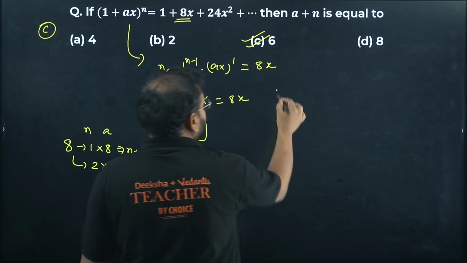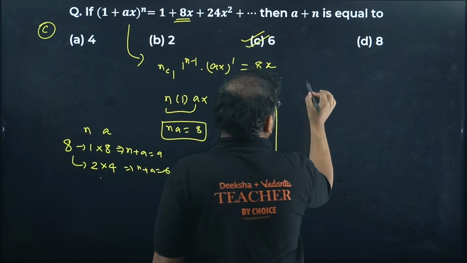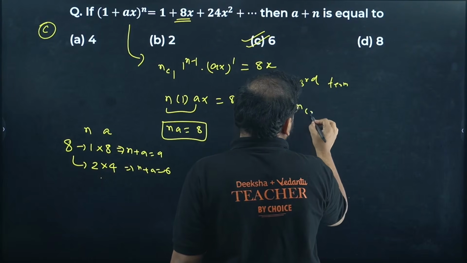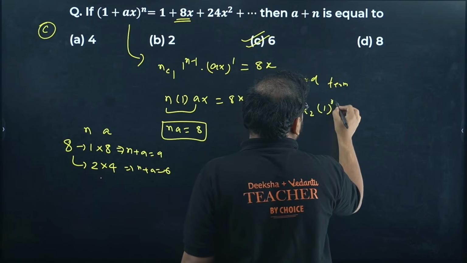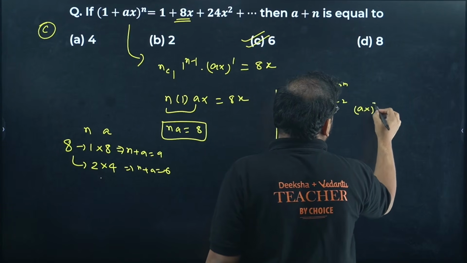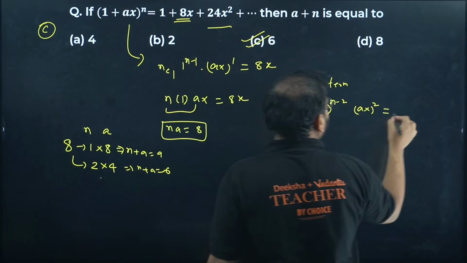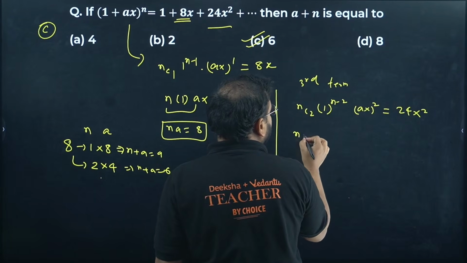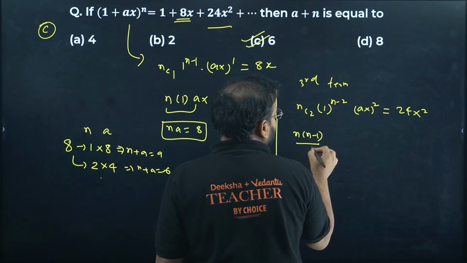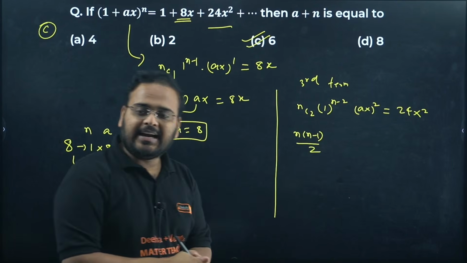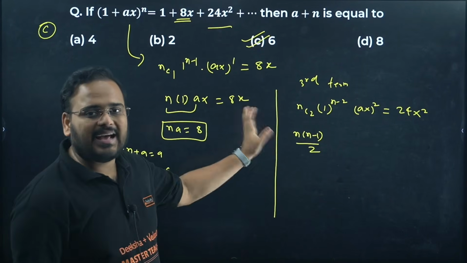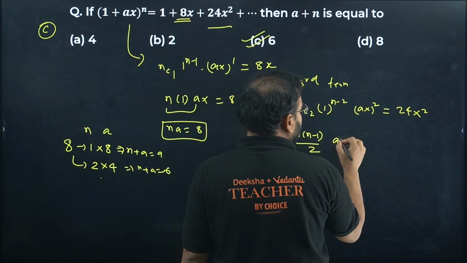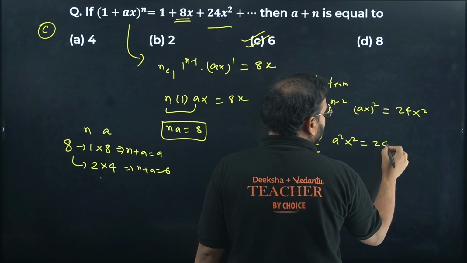That I'll tell you. For the actual method, find the third term. You get nC2, 1 power n minus 2, and ax the whole square should be equal to the third term, 24x square. Here, nC2 is n into n minus 1 by 2. How can we do that? Apply the nCr formula and you'll get that. And 1 to any power is 1 only, so we don't have to write that. It becomes n into n minus 1 by 2 times a square x square equals 24x square.